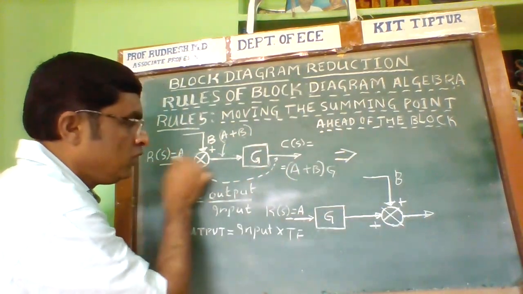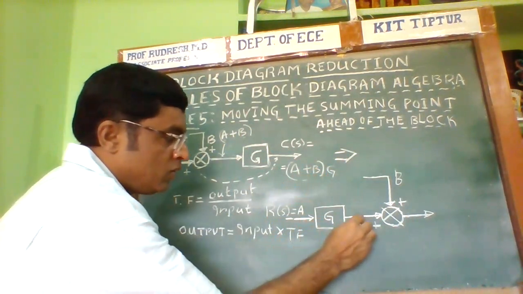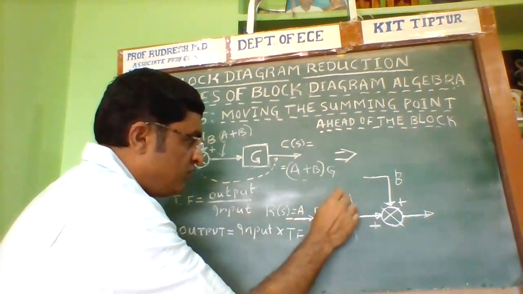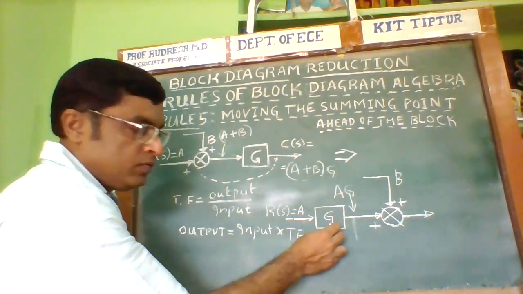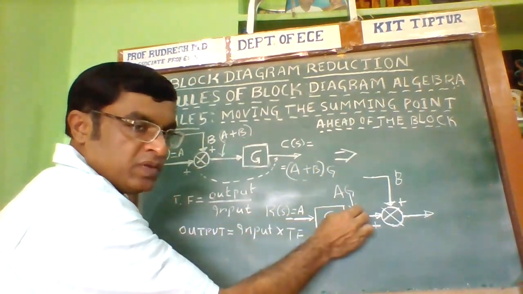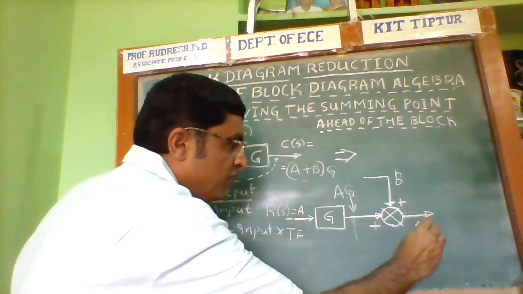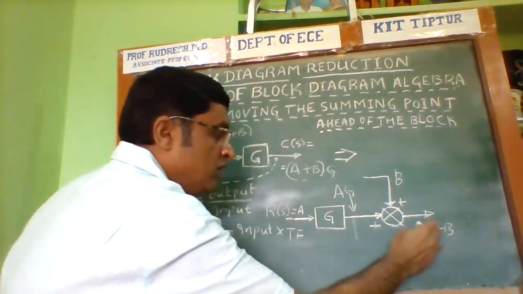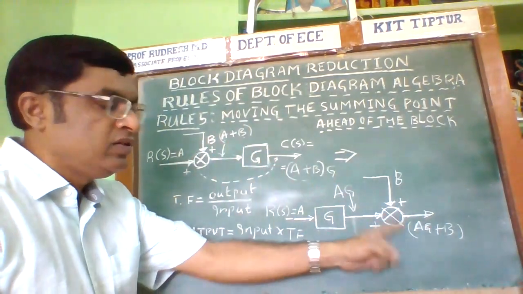A is the input, so I expect these things. But according to this, what is the output here? The output is A into G, because the input is A and the transfer function is G. Input into transfer function is equal to the output of the block. So the output of the summing point is equal to AG plus B.